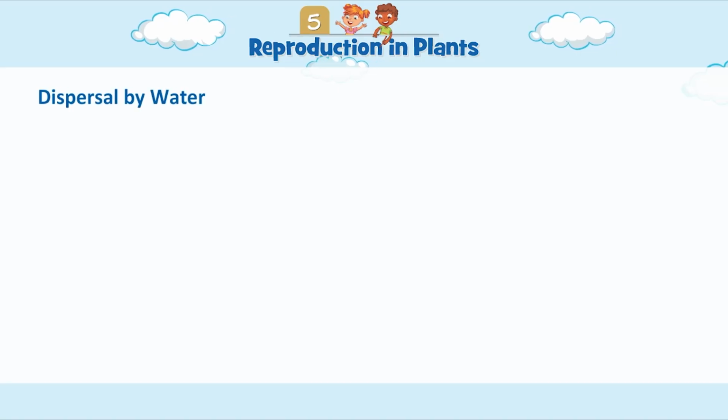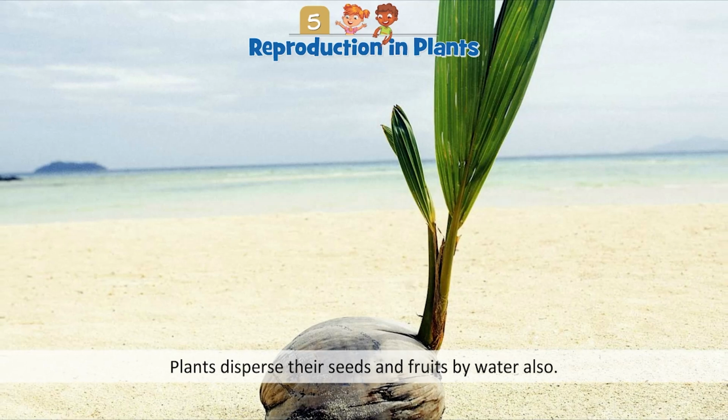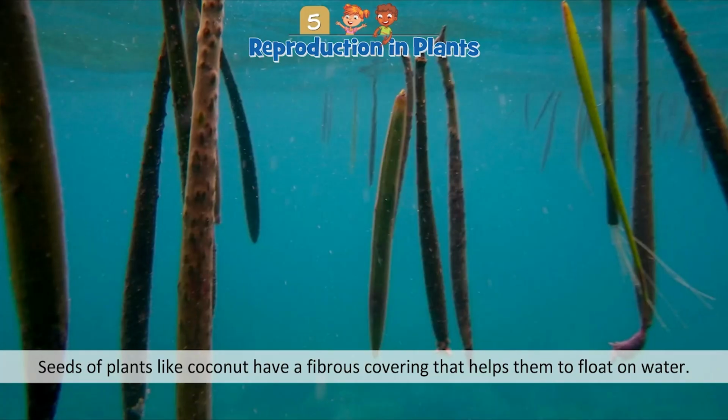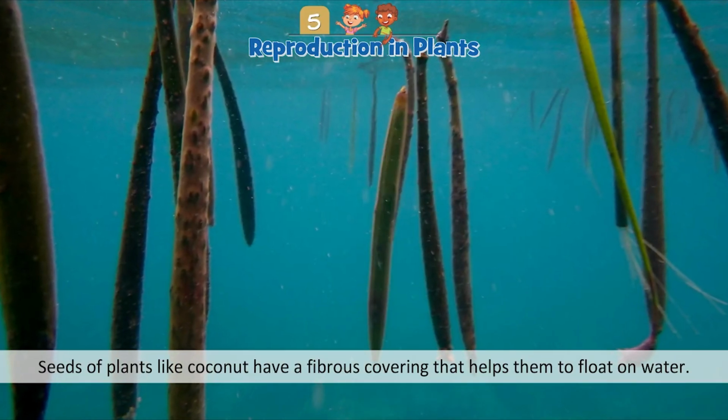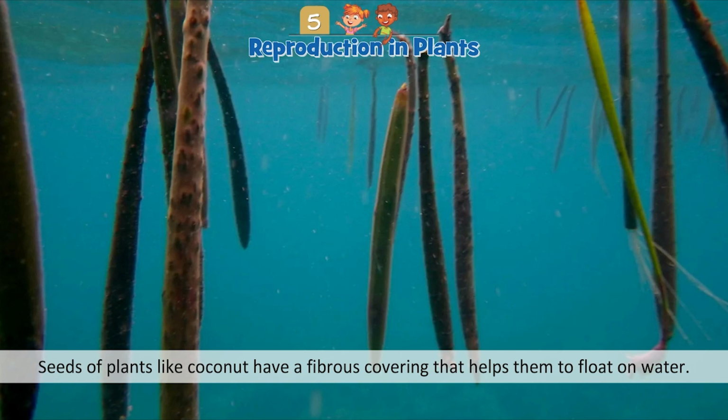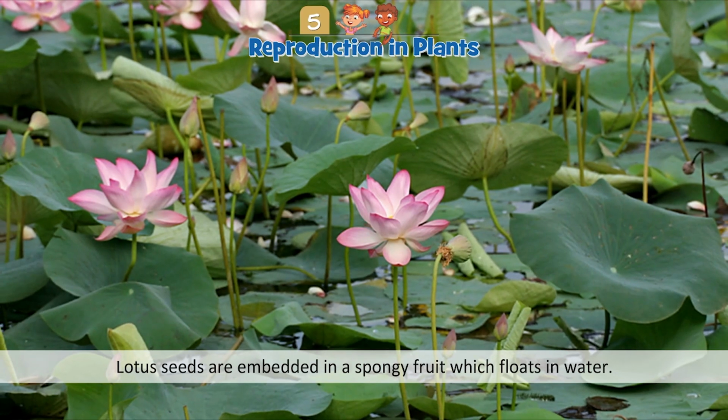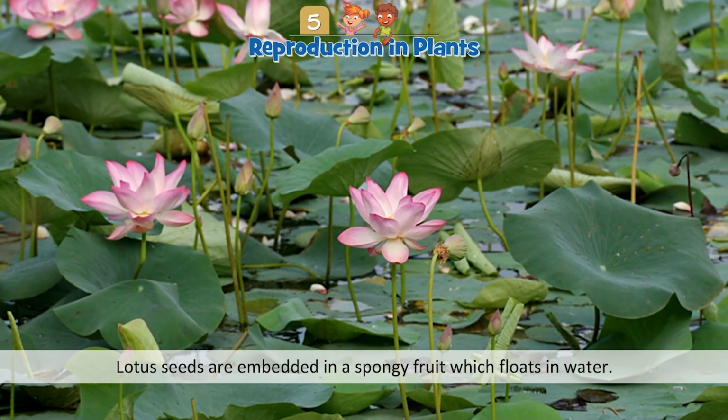Dispersal by water. Plants disperse their seeds and fruits by water also. Seeds of plants like coconut have a fibrous covering that helps them to float on water. Lotus seeds are embedded in a spongy fruit which floats in water.